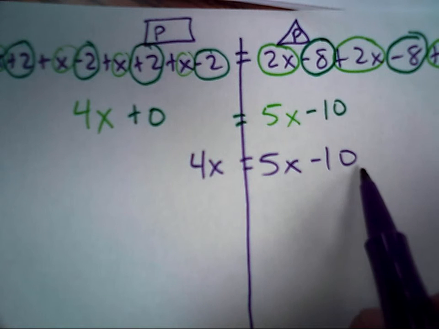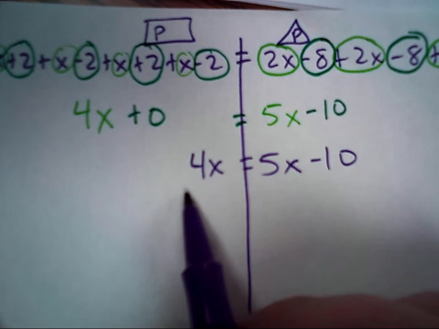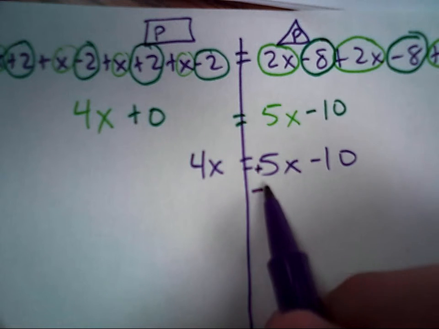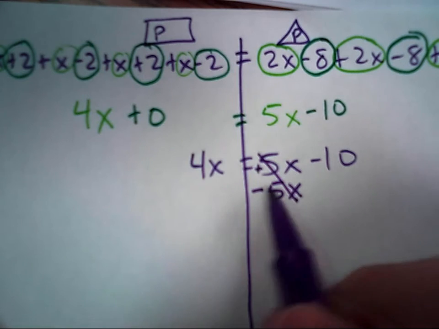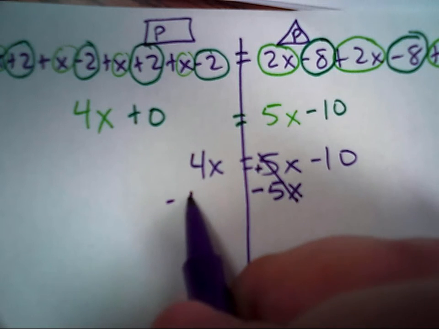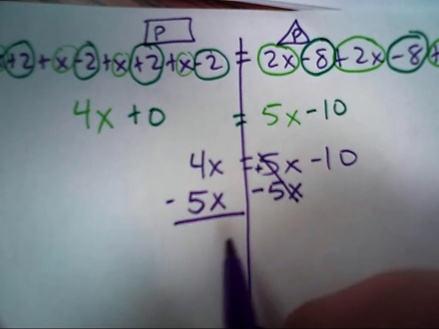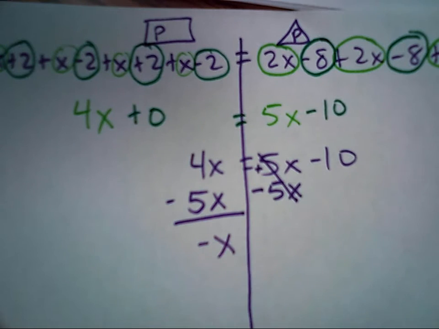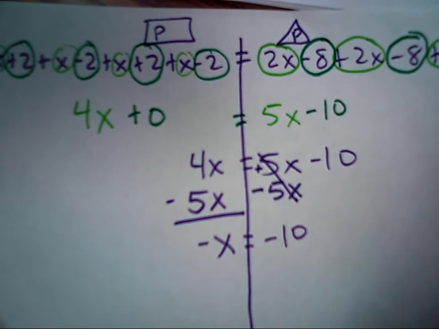I already have my variable on this side, my constant on this side. I need to get all my variables to one side. So this is a positive 5x. I have to do the inverse operation, so I'm going to subtract 5x, make that 0. And if I do it to one side, I have to do it to the other. So it's going to be minus 5x. So 4 minus 5 is going to be a negative 1x is equal to negative 10.